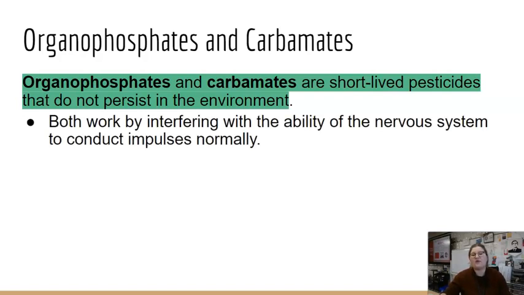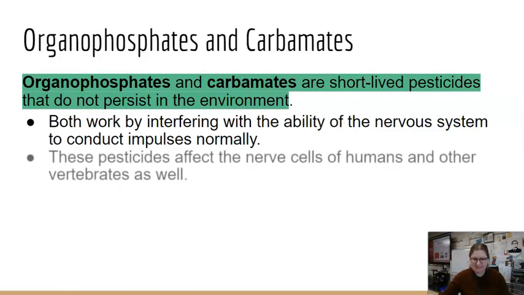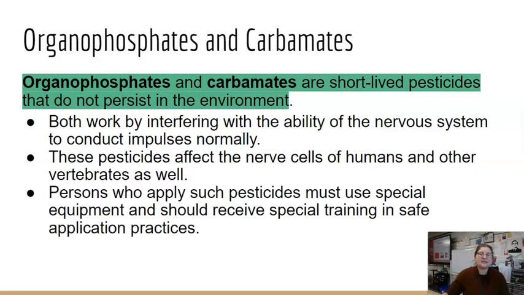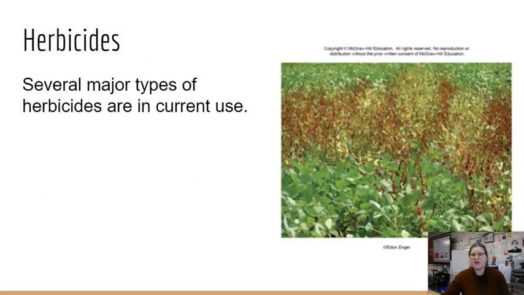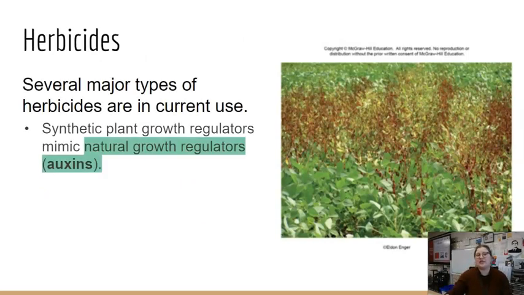And they both work by interfering with the ability of the nervous system to conduct impulses normally. These pesticides affect the nerves of cells of humans and other vertebrates as well. So it's dangerous. People who apply such pesticides must have special equipment and should receive special training in safe application practices. So again, we have good reasons for using pesticides in theory. We're protecting our food, we're protecting human health, but there's also risk that comes along with this use because pesticides can be dangerous.